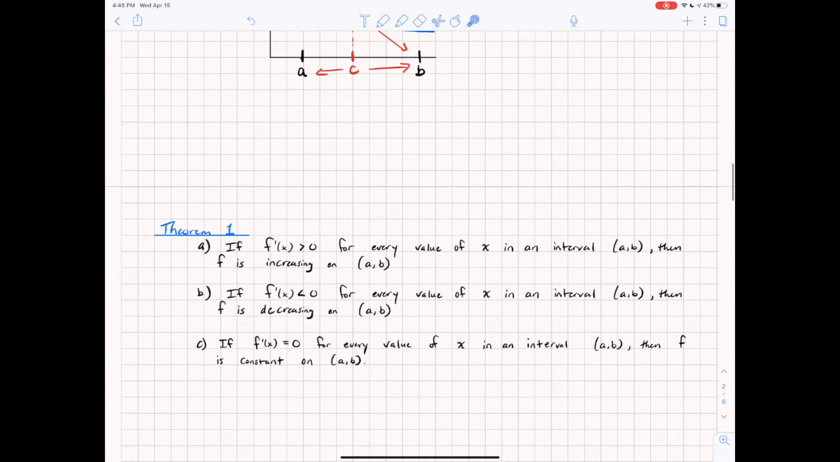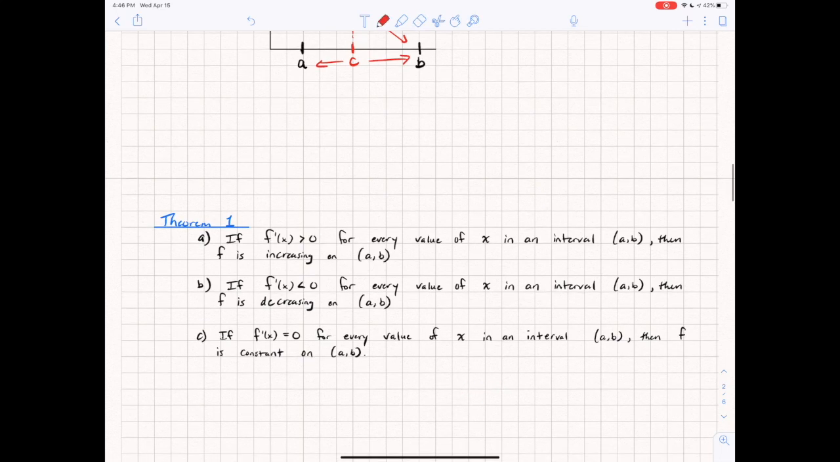So what happens if you're at exactly 0, right? So if f prime is equal to 0 for every value of x in an interval, then f itself is constant on that interval. In other words, the y values are flatlining. There is no change. The graph is not going up. The graph is not going down. We're staying along the same horizontal.